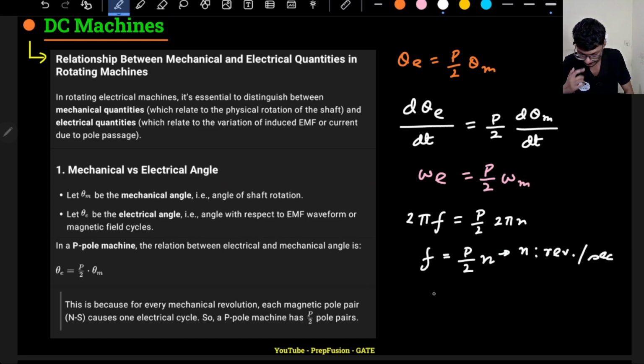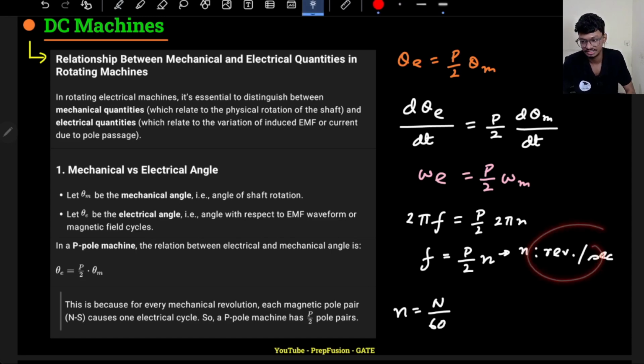We can convert one more thing. We have capital N. What is capital N? Small n can be written as N by 60. What is N by 60? N by 60 is the revolutions per minute. Instead of writing in seconds, we generally write in minutes. So this is a standard notation that we follow.